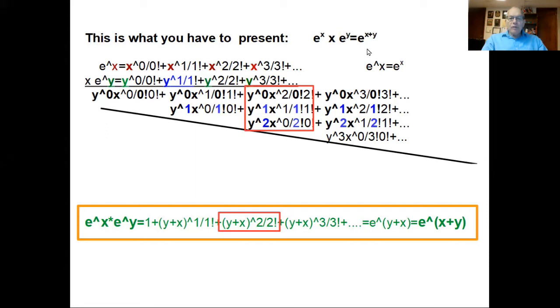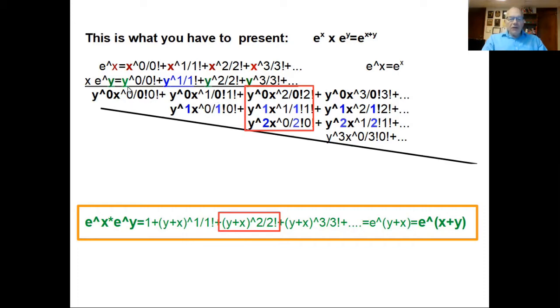I would like to prove that e to the x times e to the y is equal to e to the x plus y by making use of the power series that represent e to the x. That power series has a pattern in which we have x raised to a power divided by the factorial of that power. I use the distributive property to prove this by multiplying each term times each term in the multiplicand.